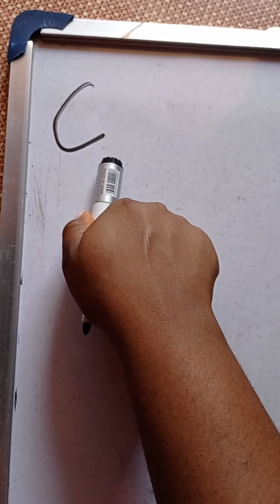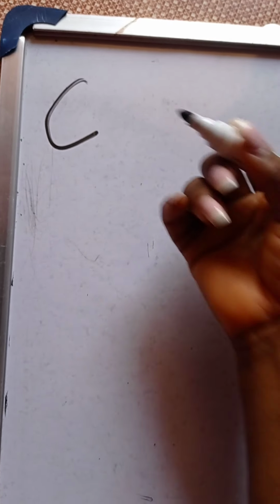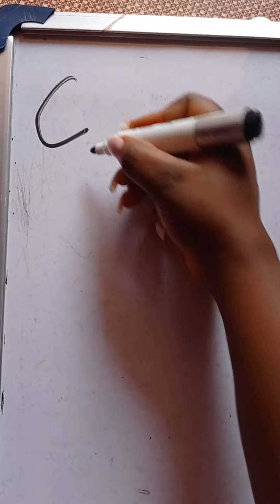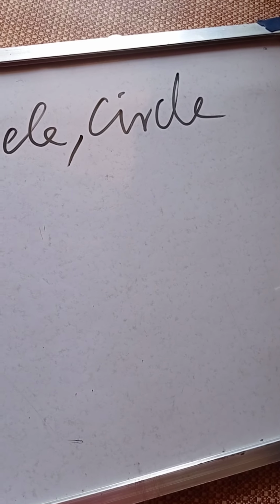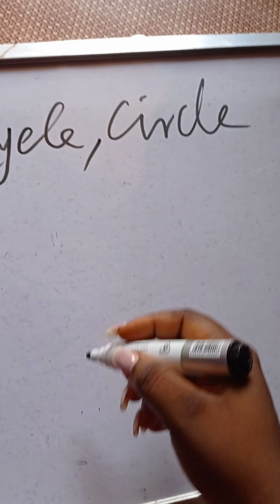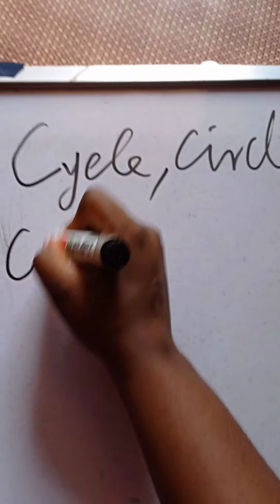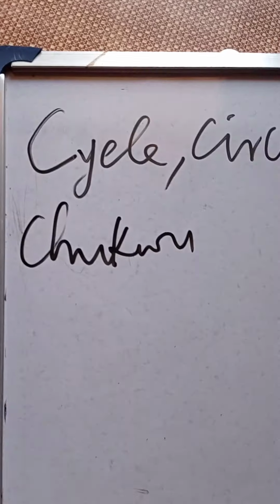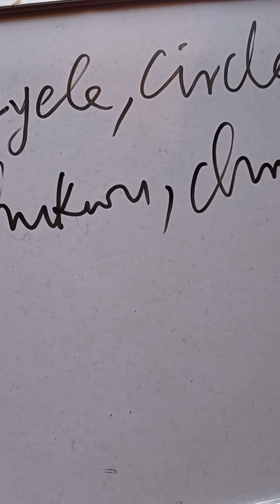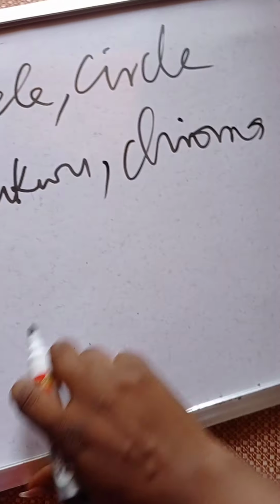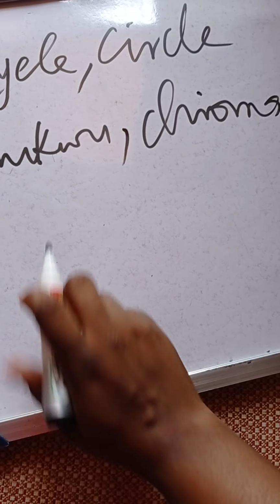In so many languages, C has different alphabets. This is C in English, that's their C. It's for cycle, circle. But in Igbo language, you can't see a single C. You are going to see C and H together, for chuku, chioma, chawapo.